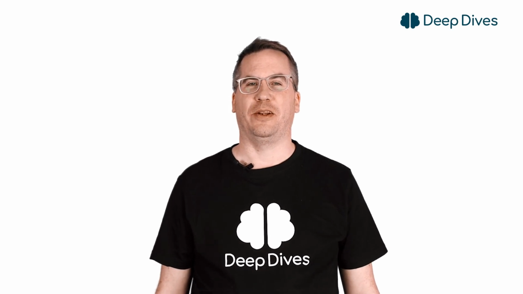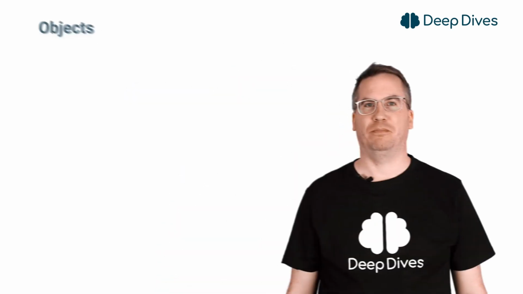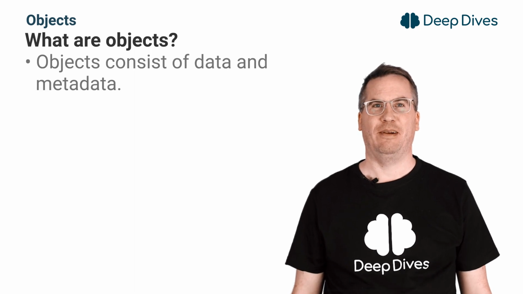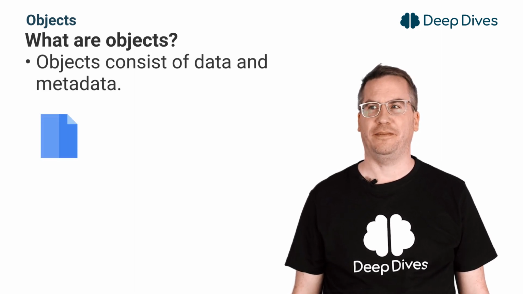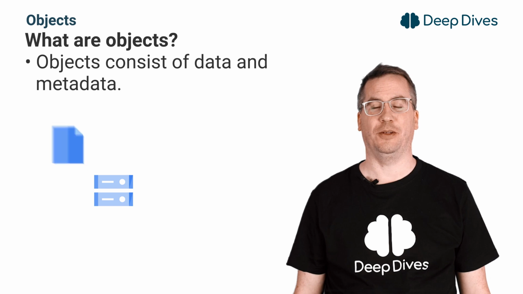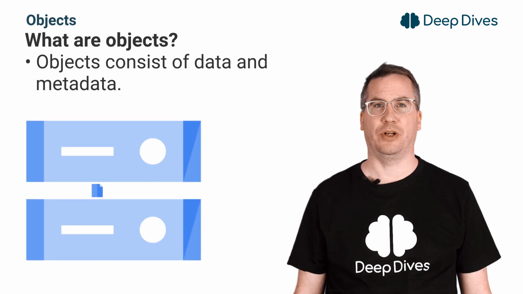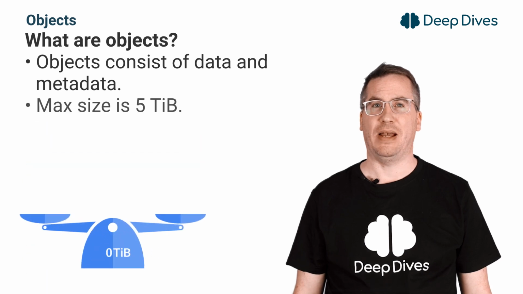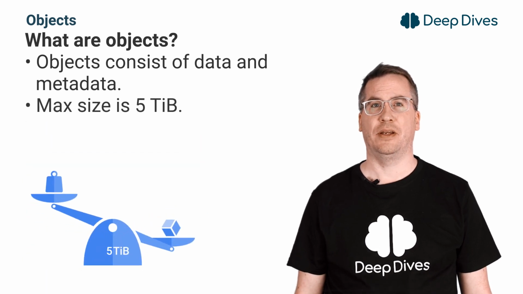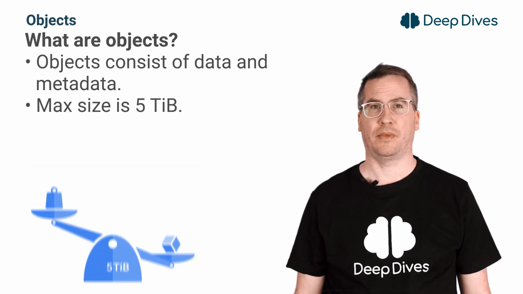In this module, we're finally going to be talking about objects. What are objects? Well, objects are the actual data that we're going to store in Google Cloud Storage. Together with the data, we're also storing metadata. The maximum size of a single object is 5 TB.